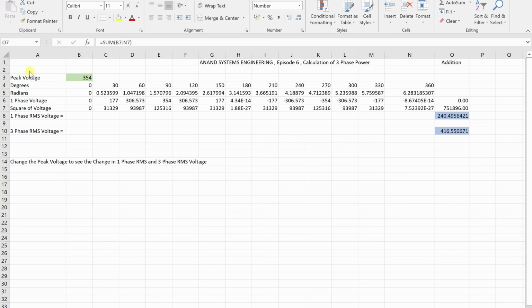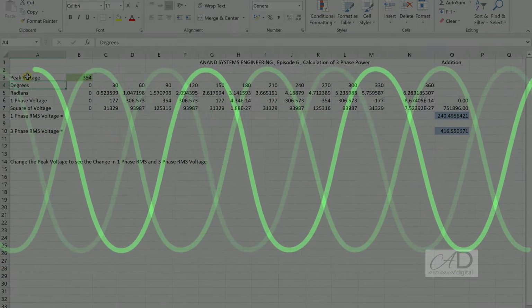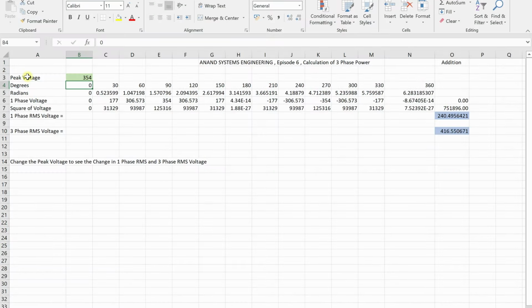So if you see here, I have given the peak voltage as 354. For now, let's assume the peak voltage that you are getting is 354 volts for the single phase power supply in your home. And because it's a sine wave, the sine wave goes from 0 degrees in 30 degree increment steps. It goes up to 360 degrees. Now we have divided the entire 360 degrees into 13 steps. If you think in radians, I have also given the radians equivalent of the degrees.